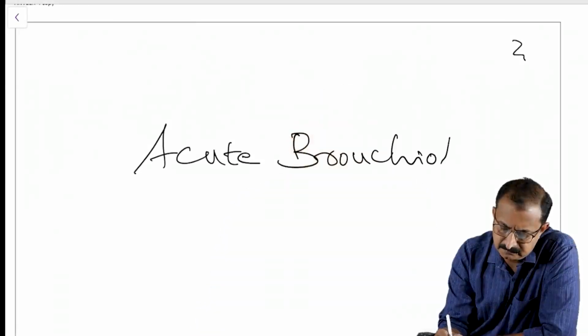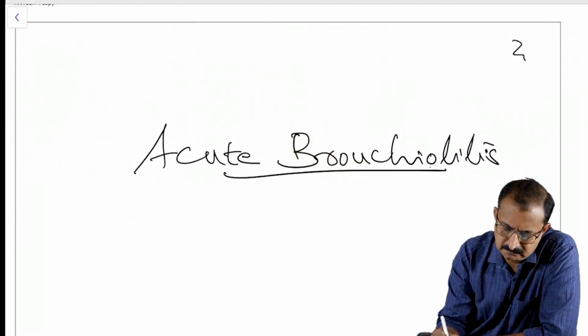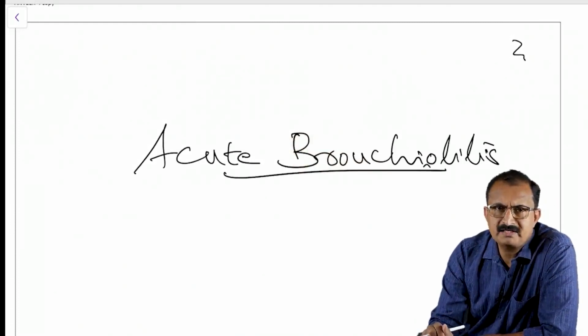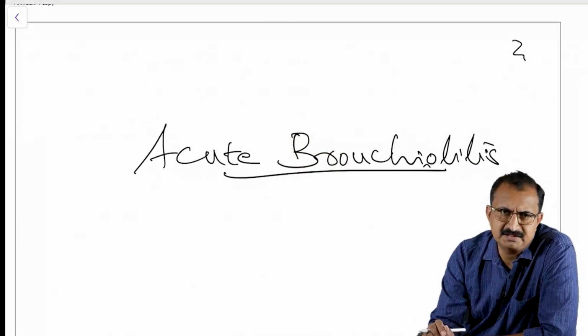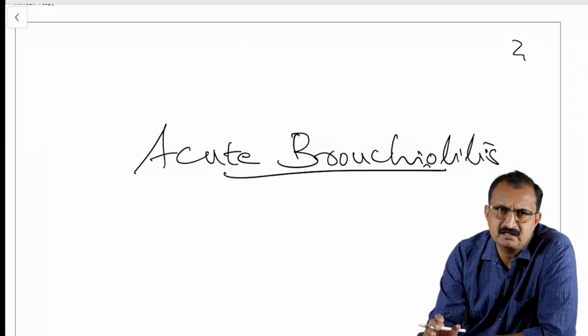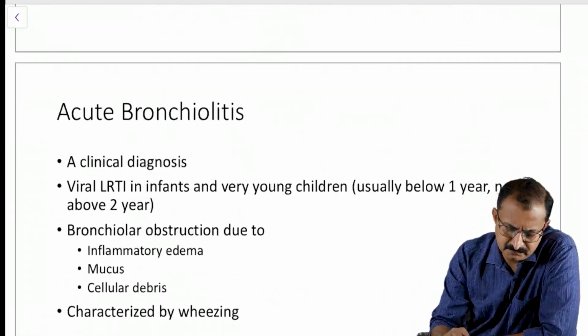In this session, we will discuss a case of acute bronchiolitis. Acute bronchiolitis is a relatively common condition which affects infants and very young children, usually below the age of 1 year and not after the age of 2 years.